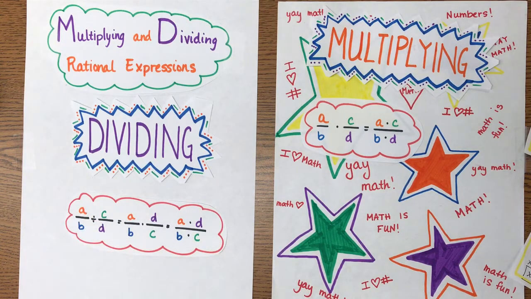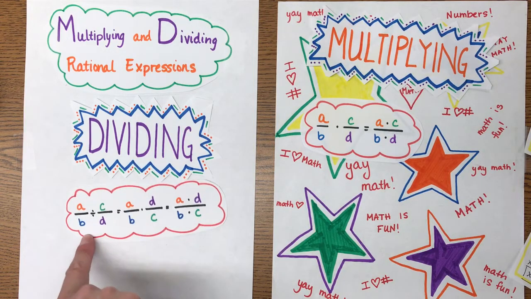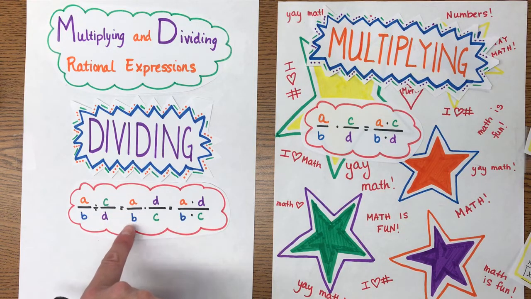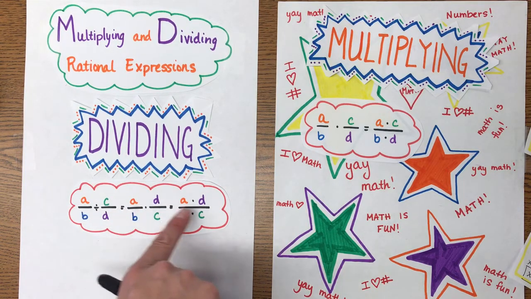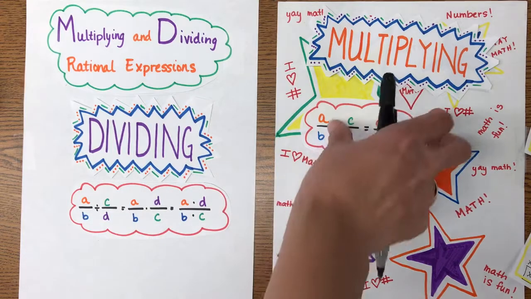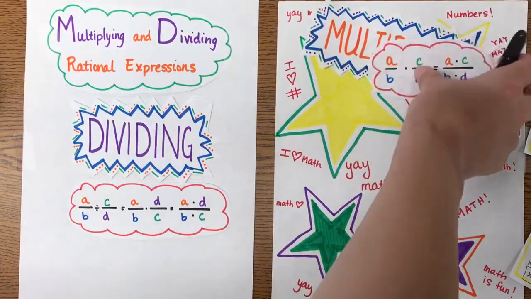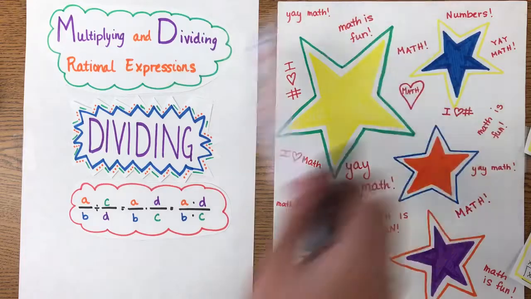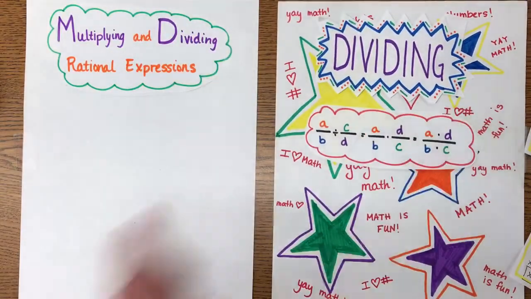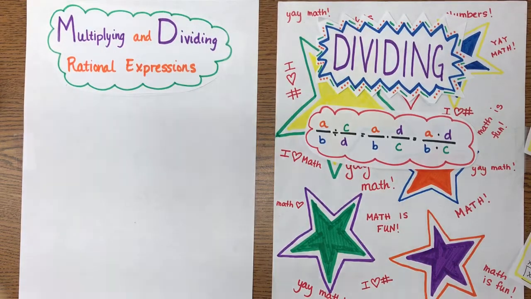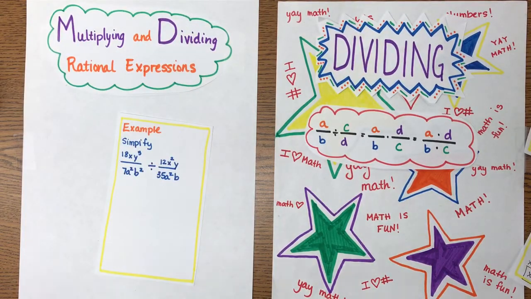If I have a over b divided by c over d, division by a fraction is the same thing as multiplying by the reciprocal. So a over b divided by c over d becomes a over b times the reciprocal, which is d over c. Once I've done that, I can just extend the multiplication. So multiplication and division are related and very similar, but we have this extra first step when we're looking at division. Let's start off with a simple example here.